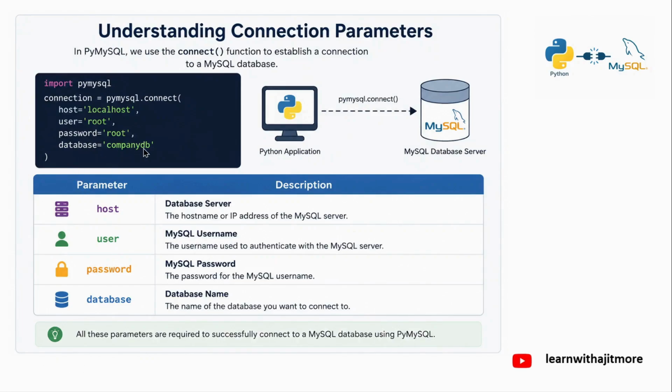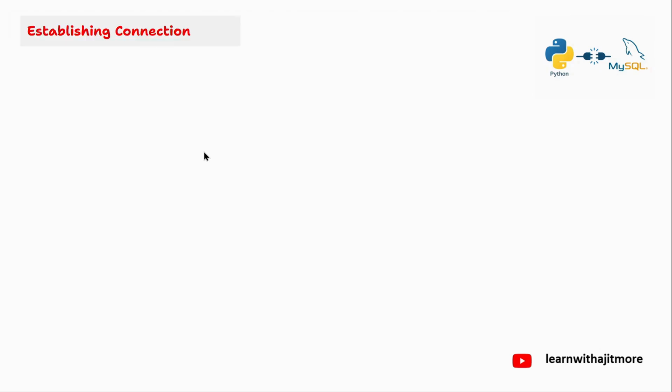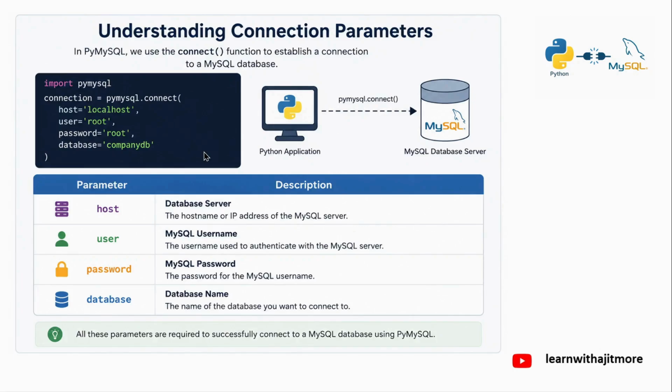If you don't give the database name, it is okay. The connection will be established, but then you won't be able to create tables and all. Then you have to give the command to create the database also, meaning that creating the database also you have to do through the Python script. It is possible. So give me quick confirmation if these parameters are clear. Then we will write a complete script for establishing the connection.